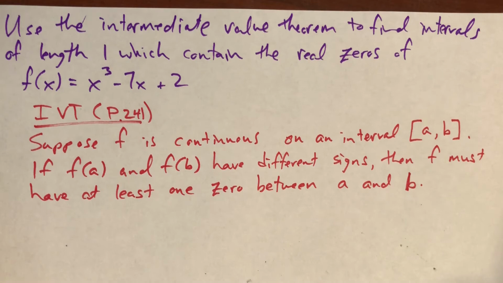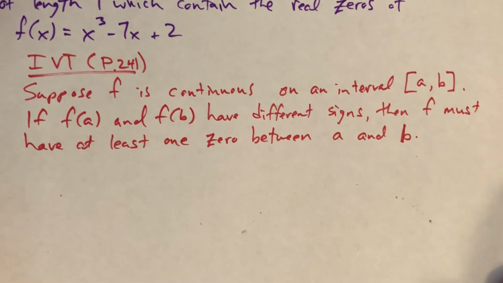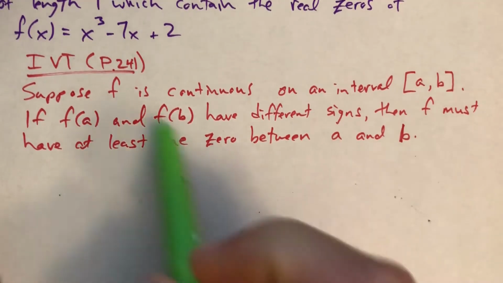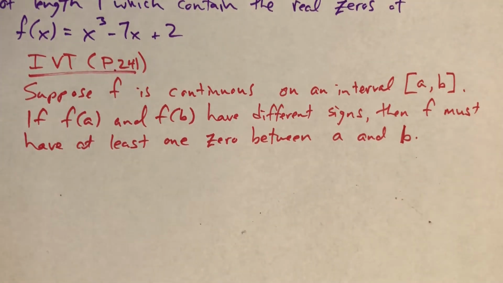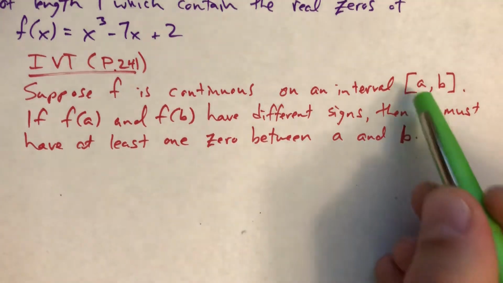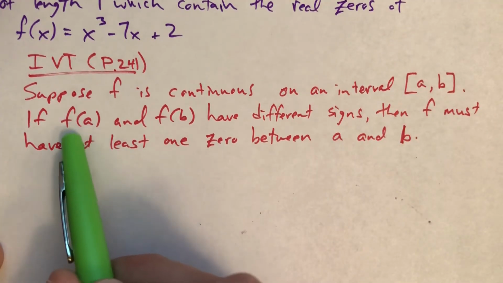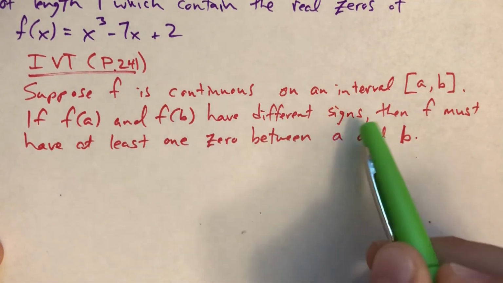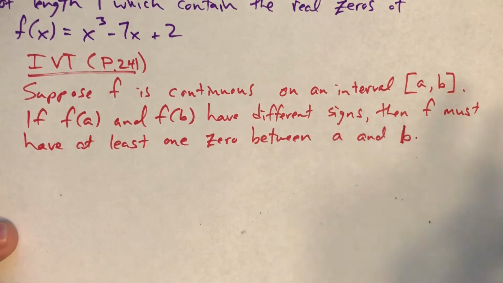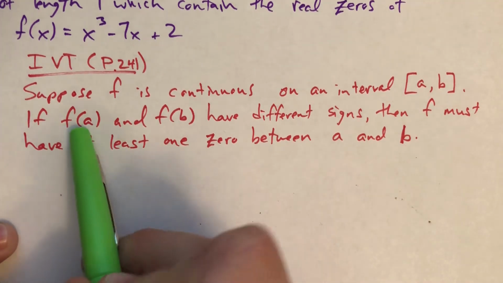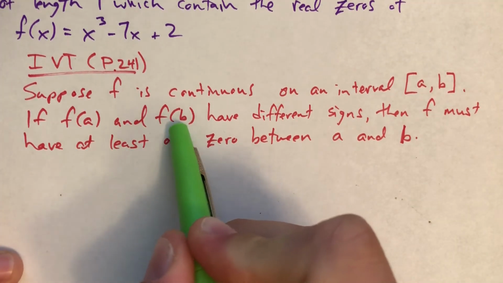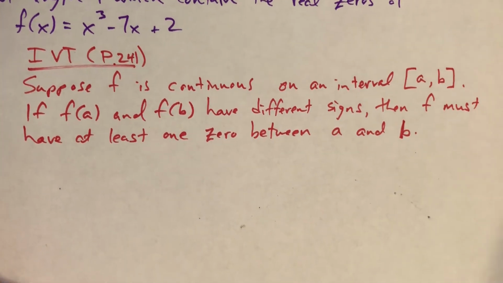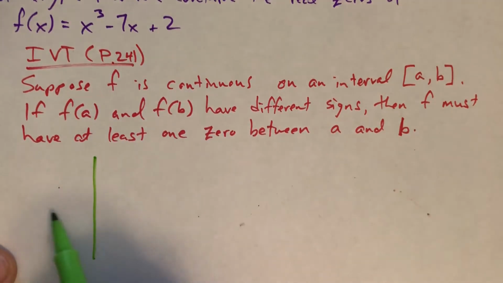So the intermediate value theorem, let's just talk about that a tiny bit. This isn't exactly what's written in the textbook, but 241 is the page that this is on. If we have a continuous function on some interval and a is less than b, and we find that f of a and f of b, the endpoints of this interval, have different signs, then f has to have at least one zero between a and b. How can something be negative here and positive here, and if it's continuous, it's got to pass through the x-axis somehow. It might be better to look at a picture.